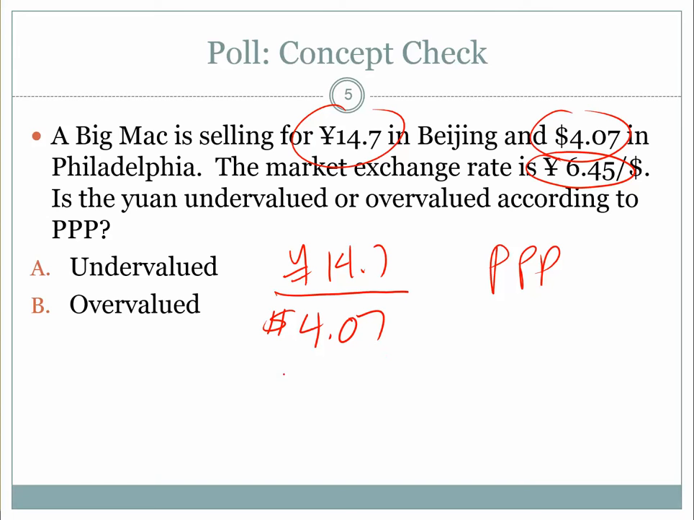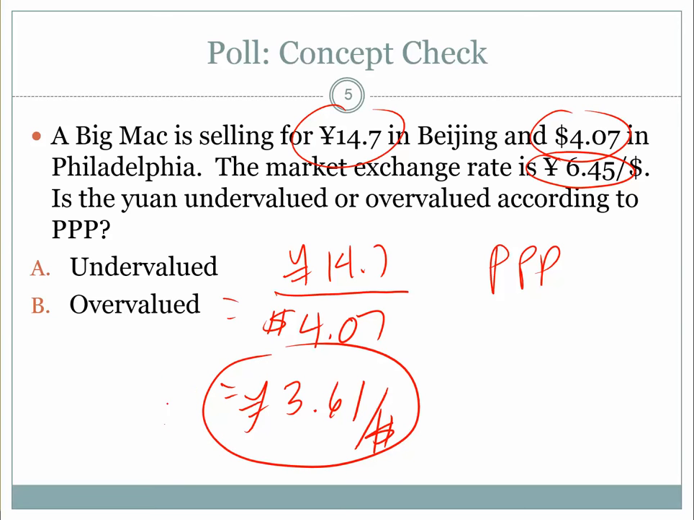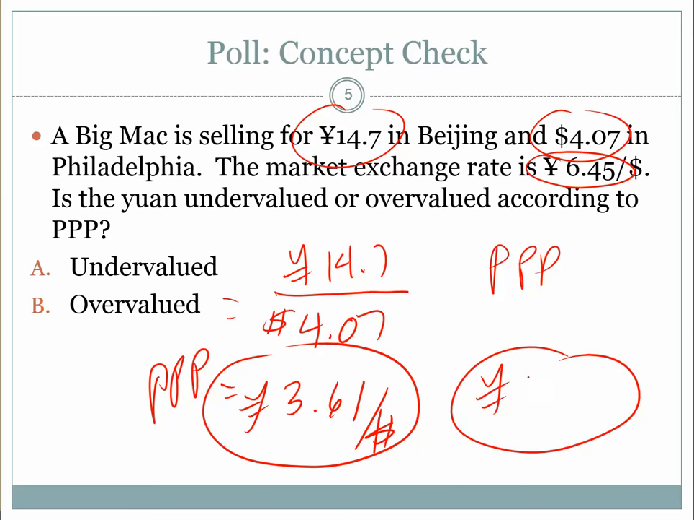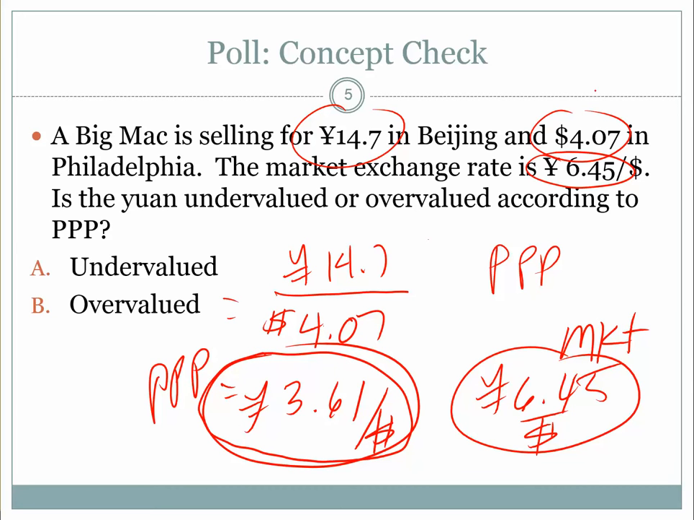That exchange rate is 3.61 yuan per dollar. So that's my PPP exchange rate. Again, my market rate is 6.45 per dollar. Now, if the exchange rate were exactly 3.61, a Big Mac in Beijing would sell for exactly $4.07. That would eliminate any arbitrage.